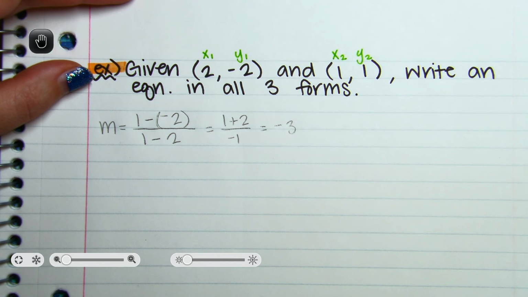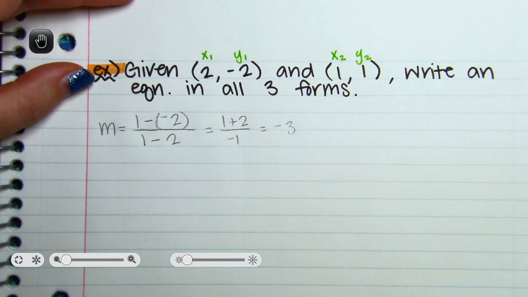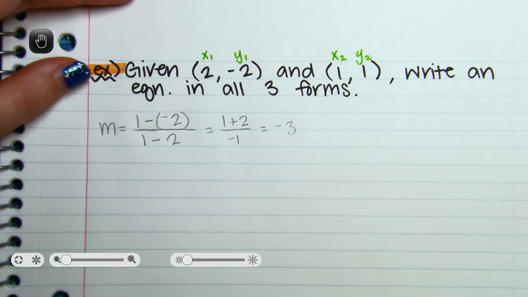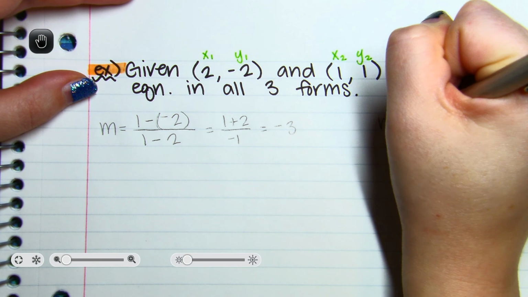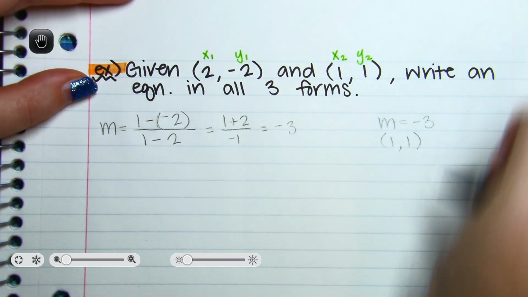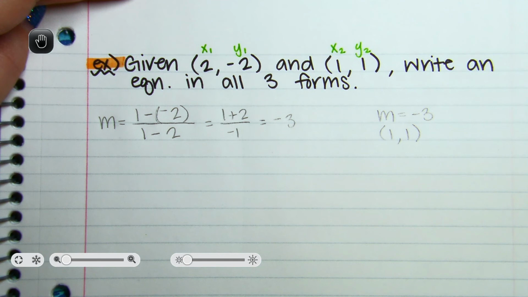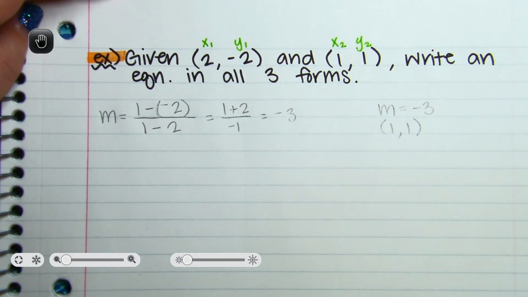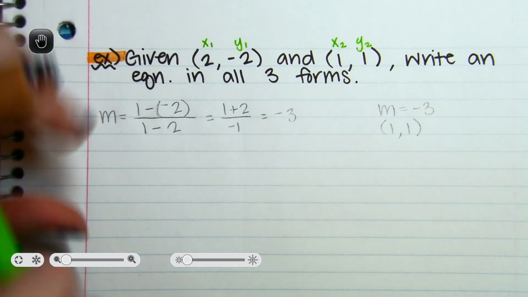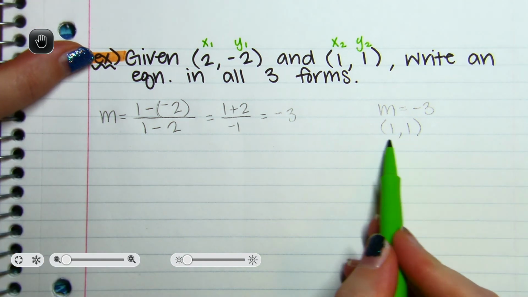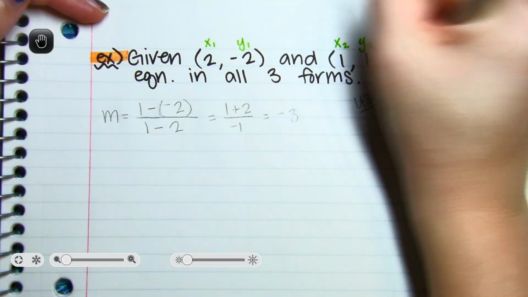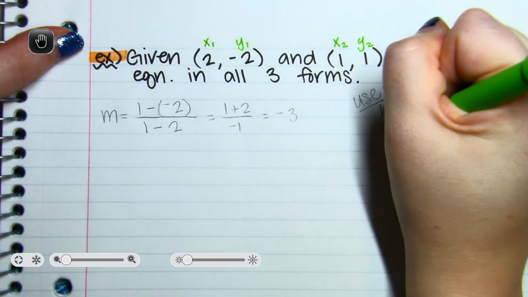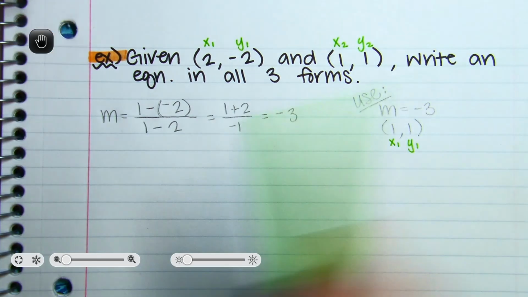For putting this into slope-intercept form, we can choose which point we want to use. So what I'm going to use going forward is the m equals negative 3, and I'm going to use 1, 1, because both of the numbers are positive. So I'm just choosing to use that one. So now, using 1, 1, I'll write over here. That's what we're using now. So now this becomes my x sub 1, y sub 1.